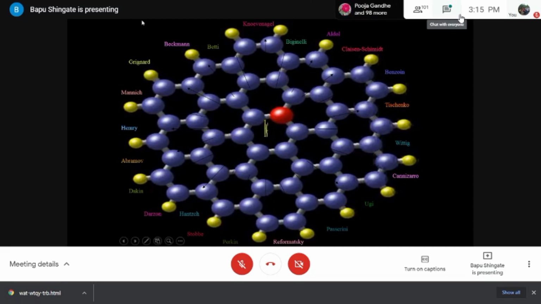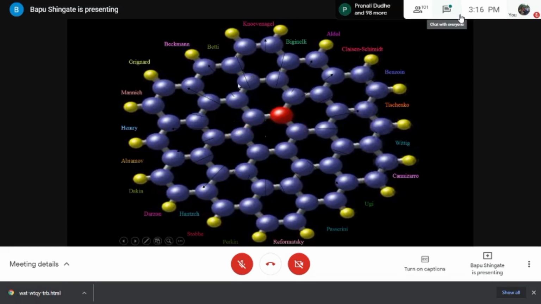Okay, then the Beckmann rearrangement. You may have studied the reaction of aromatic aldehyde with hydroxylamine hydrochloride. It will form an oxime derivative, followed by treatment with acid. You will get a nitrile rather than an amide, because that is the drawback of the Beckmann rearrangement: Beckmann rearrangement is not possible on aldehydes.